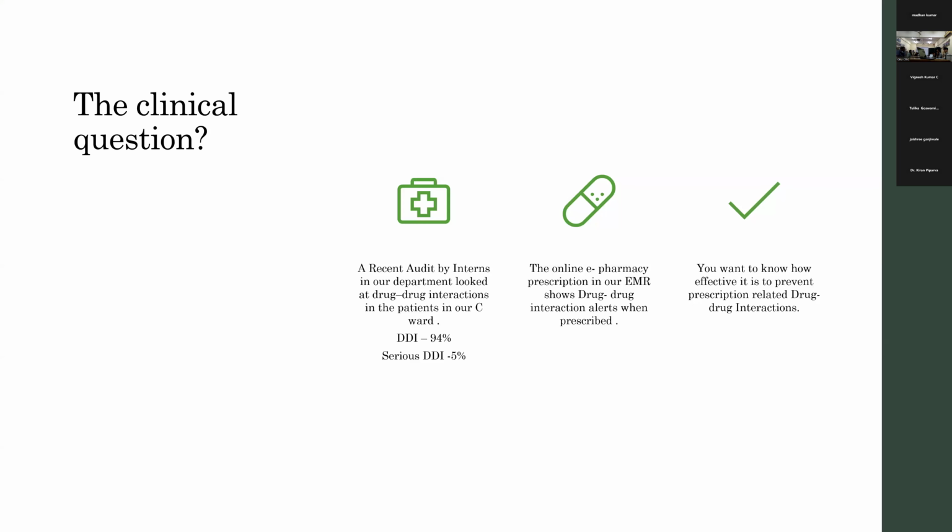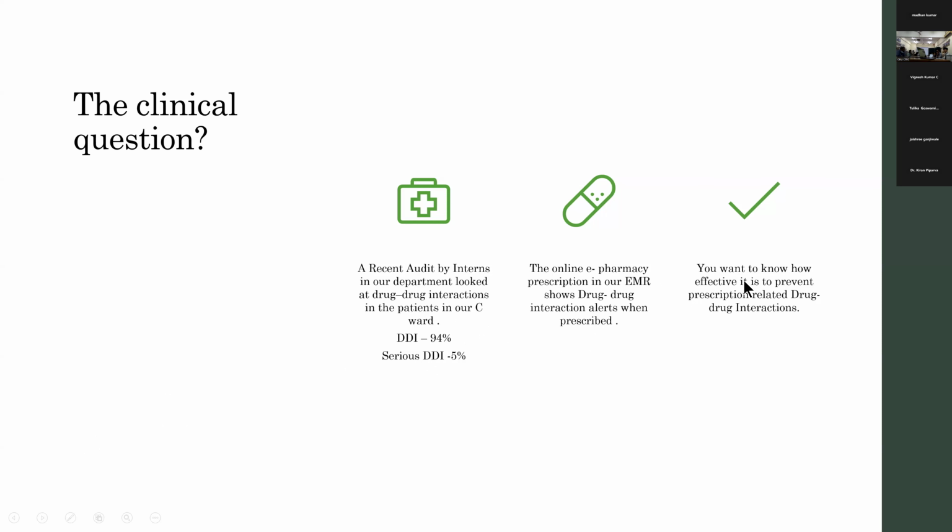So, the case for today. Last month we had an audit by the intern in our board, and we found that there was around 94% of some amount of drug-to-drug interaction, out of which 5% was severe drug-to-drug interaction. So one of the solutions described was the online EMR, online pharmacy, that should show a drug-to-drug interaction alert.